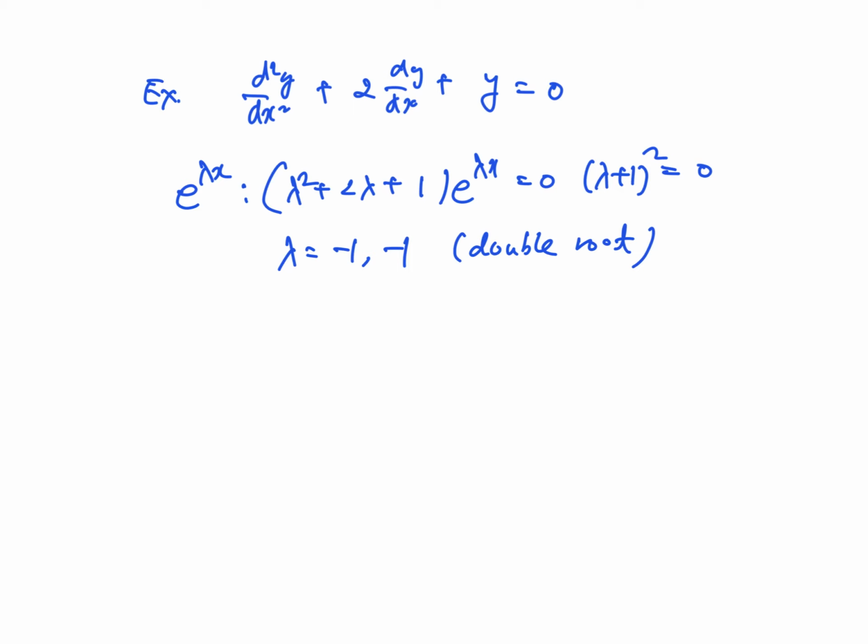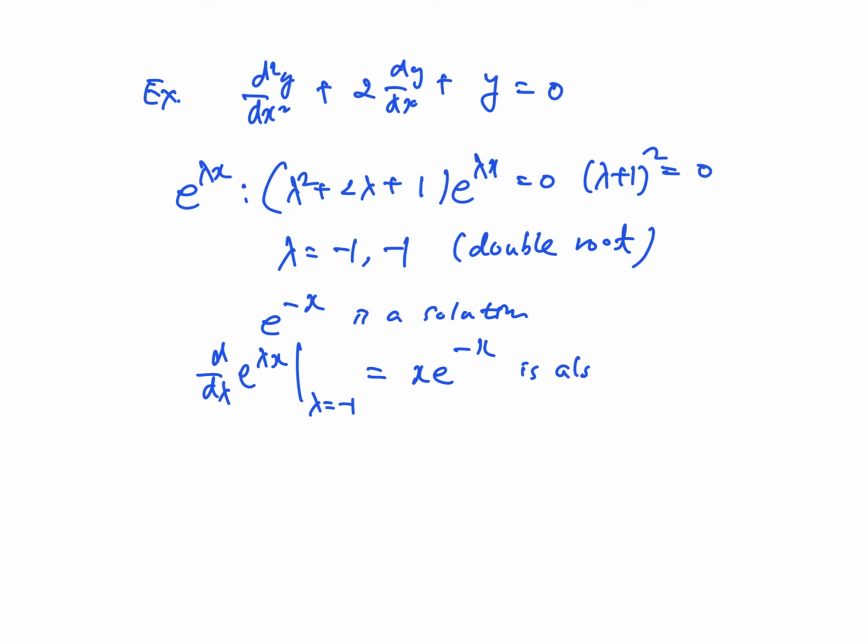So we know that exponential minus x is a solution. But from the previous result, d by d lambda of exponential lambda x is also a solution, right? x exponential minus x is also a solution. But let's check. Let's check y2 as x exponential minus x, and substitute back into the original equation, and see if it is 0.